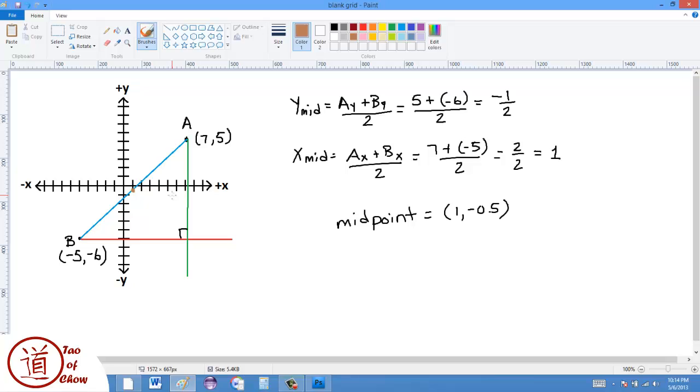And it looks right graphically. This always works. It doesn't matter if you do By plus Ay, because you're just finding the averages, so it doesn't matter if you do A first or B first, so long as you're adding the y's and the x's. And that's how you can find the midpoint of a line.